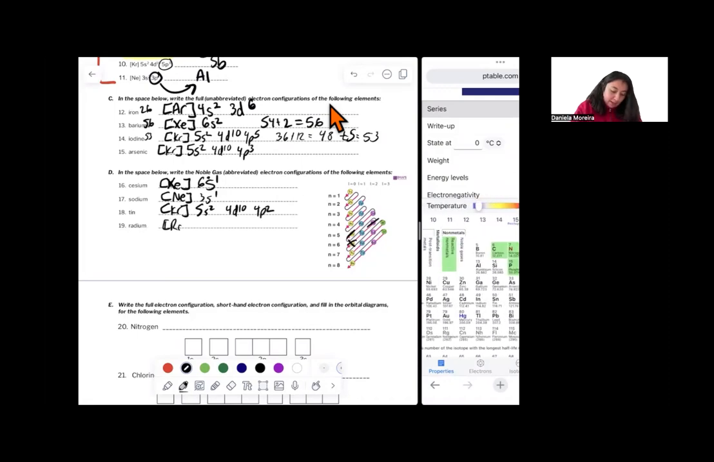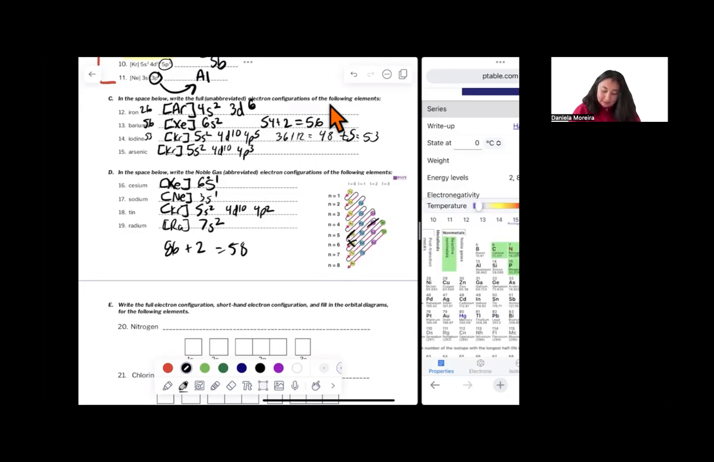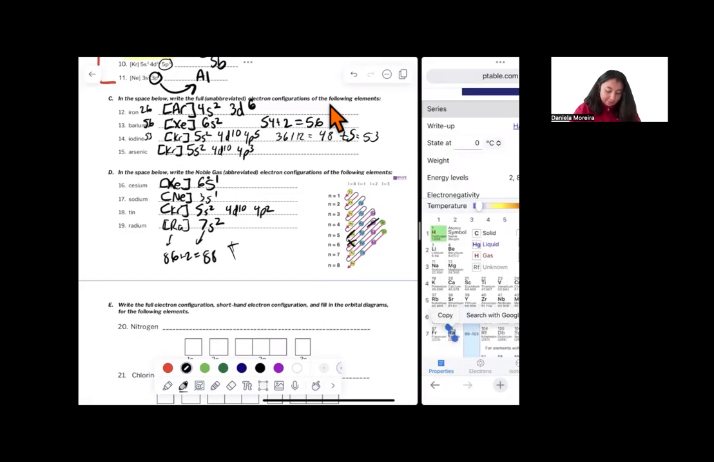So Rn has 86 electrons. We're in period 7, so this must be 7s2, because there are two electrons. So this is 86 electrons, plus 2 is 88 electrons, which is accounted for with radium's 88.